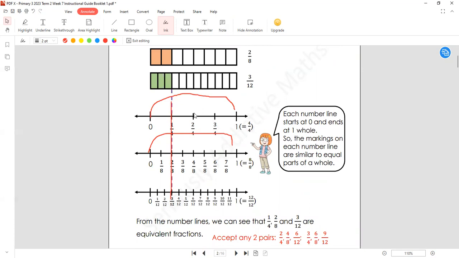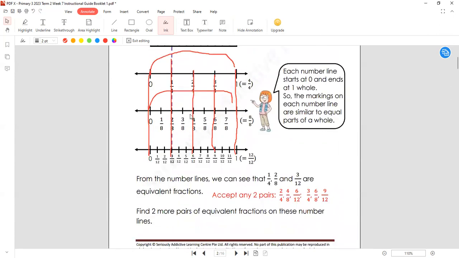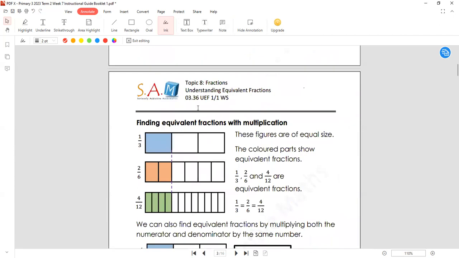Another similarity here will be 2 out of 4, 4 out of 8, and 6 out of 12. And the other one, 3 out of 4, 6 out of 8, and 9 out of 12. And of course, 4 out of 4, 8 out of 8, and 12 out of 12, which is 1 whole. And 0 is the same as well. So hence, note they can look at equivalent fractions from a number line.